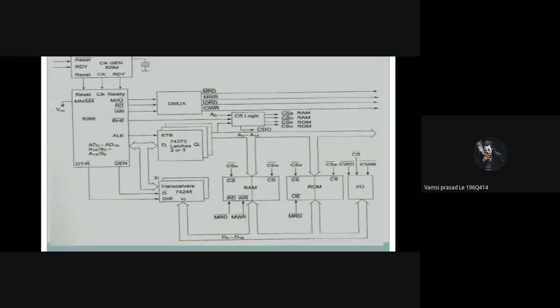So in this minimum mode of operation, all the controls are given out of the microprocessor chip itself. Next, we are using latches, transceivers, memory circuits, control logic, and a demultiplexer. Everything is connected externally. These are the components which are connected externally. Based on the address mapping, there should be some communication between these devices and the microprocessor in order to take care of operations.